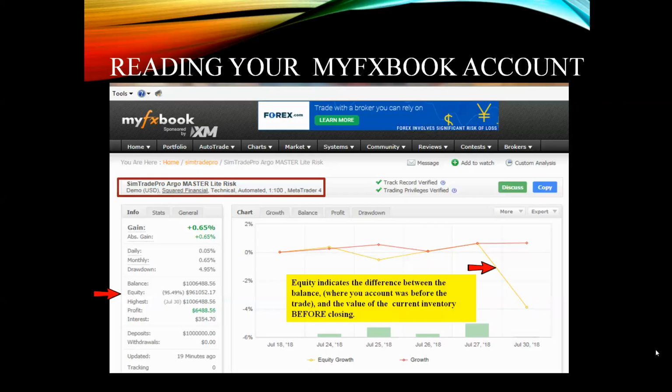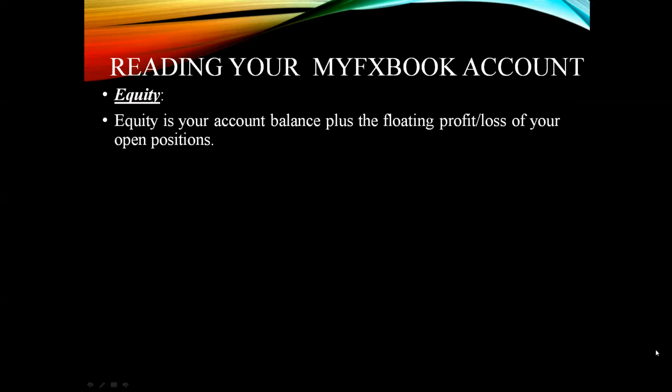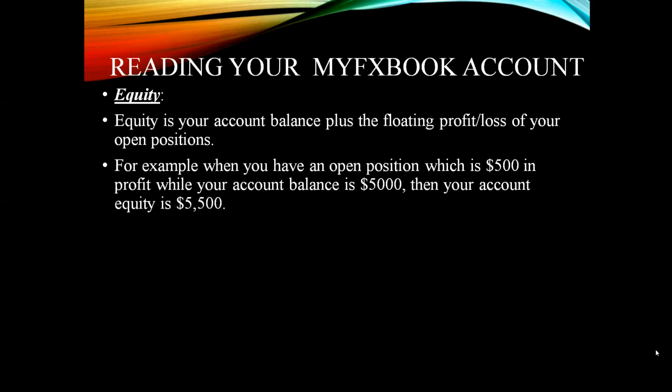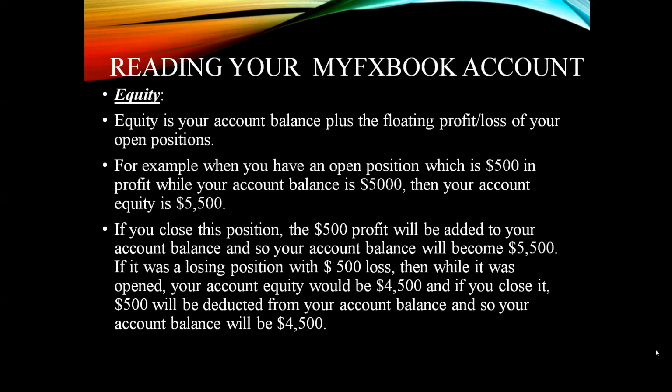Equity. Equity indicates the difference between the balance, where your account was before the trade, and the value of the current inventory before closing. That shows itself in a yellow line. One more time from the previous video, equity is your account balance plus the floating profit or loss of your open positions. For example, when you have an open position which is $500 in profit while your account balance is $5,000, then your account equity is $5,500.